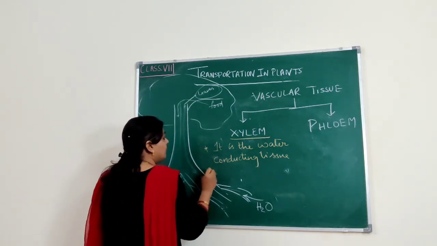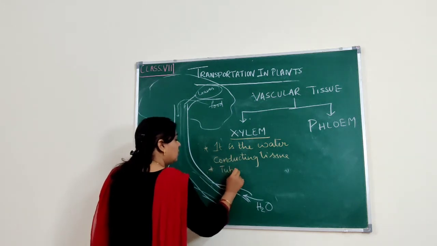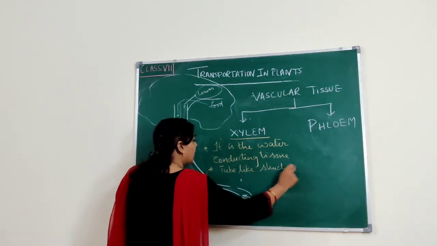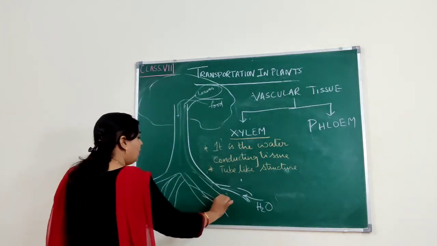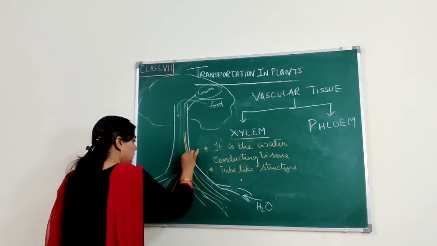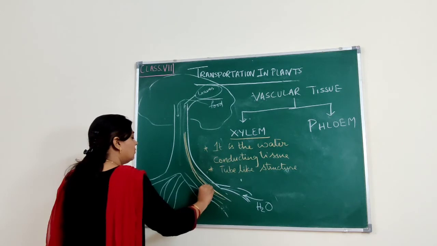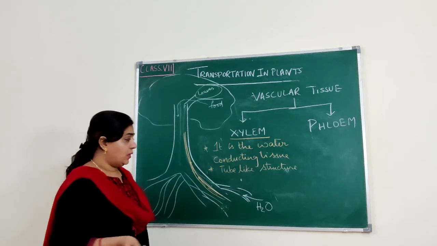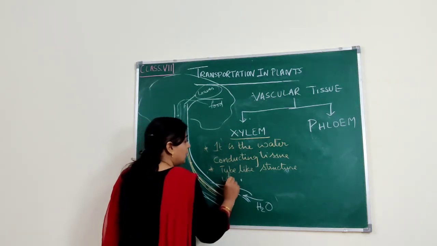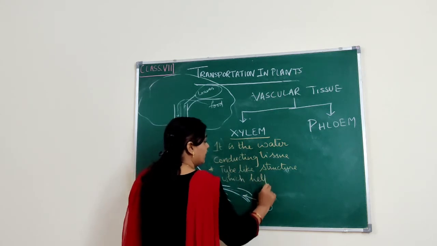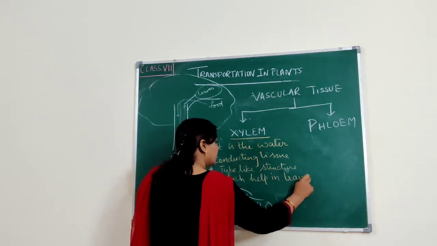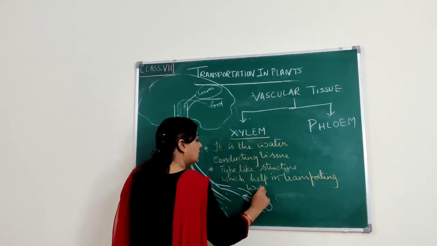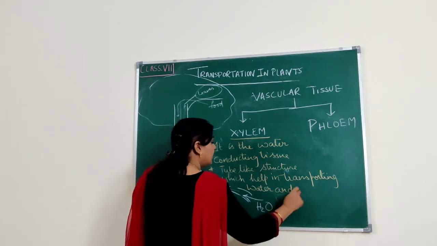They are tube-like, or you can say pipe-like structures which are connected end to end and they form a continuous structure. Through the xylem, the water and mineral salts are transported. So they are tube-like structures which help in transporting water and mineral salts.